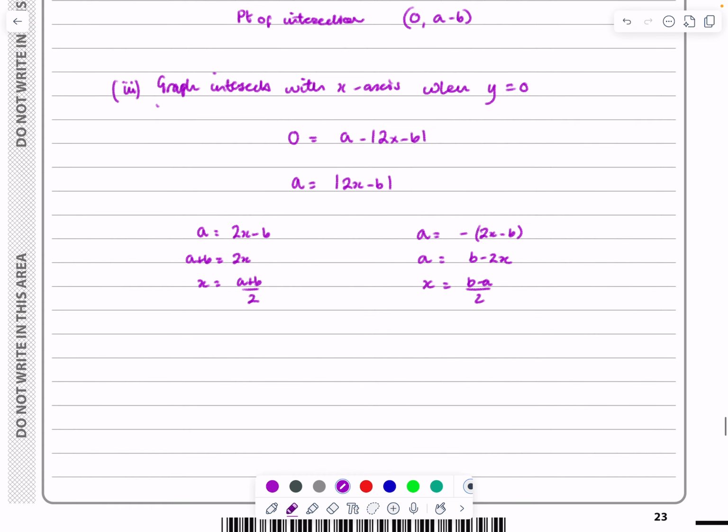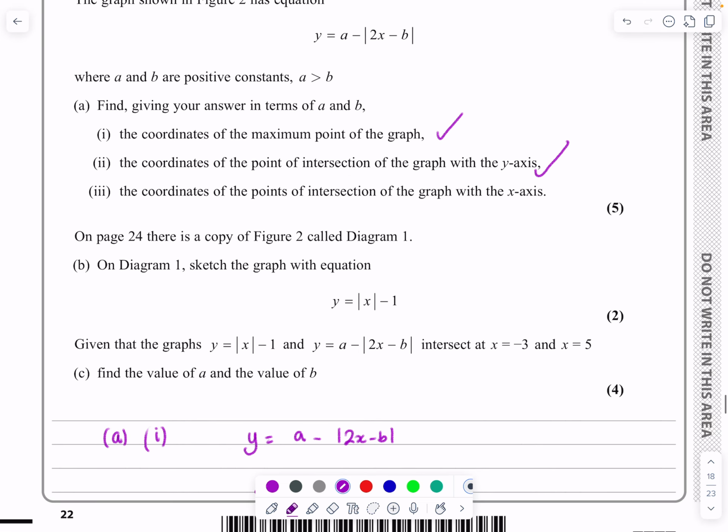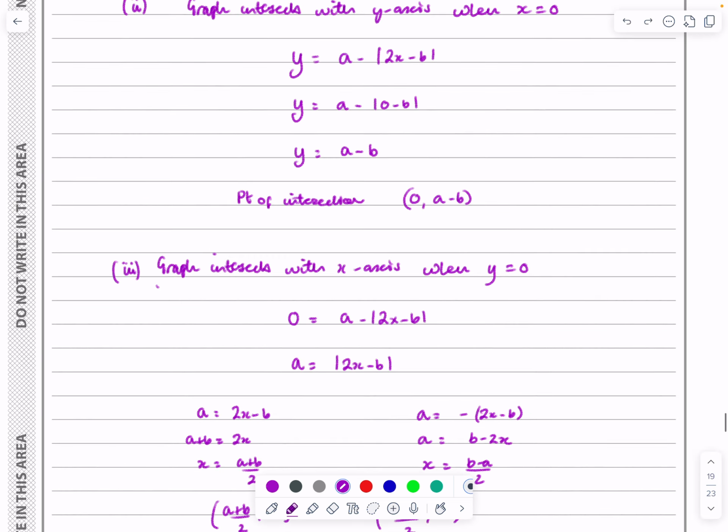So the 2 points then are (a plus b) over 2, 0, and (b minus a) over 2, 0. Okay, so that's all of part B, all of part A done, parts 1, 2 and 3, and it then says, on page 24 there's a copy of figure 2 called diagram 1, so we'll have a look at that in a second. On diagram 1, sketch the graph with the equation y equals the modulus of x minus 1. So let's go and have a look at that.